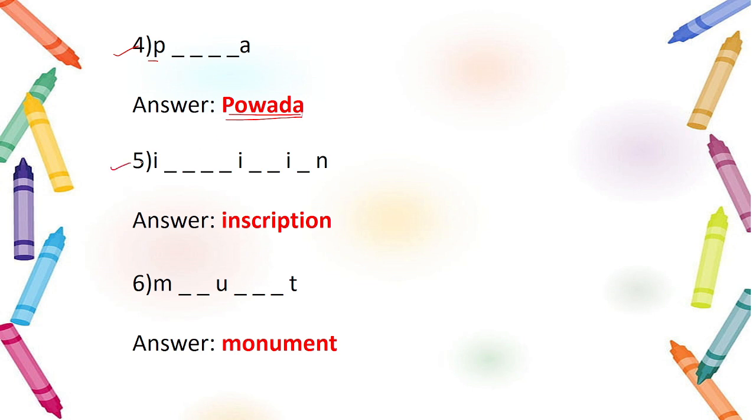Again, fifth one, first letter is I, then dashes, then again I, dashes, again I, one dash and last letter is N. So the answer is inscriptions. And then sixth one, first letter is M, two dashes, U, again three dashes and T. So now here it is monuments or monument.